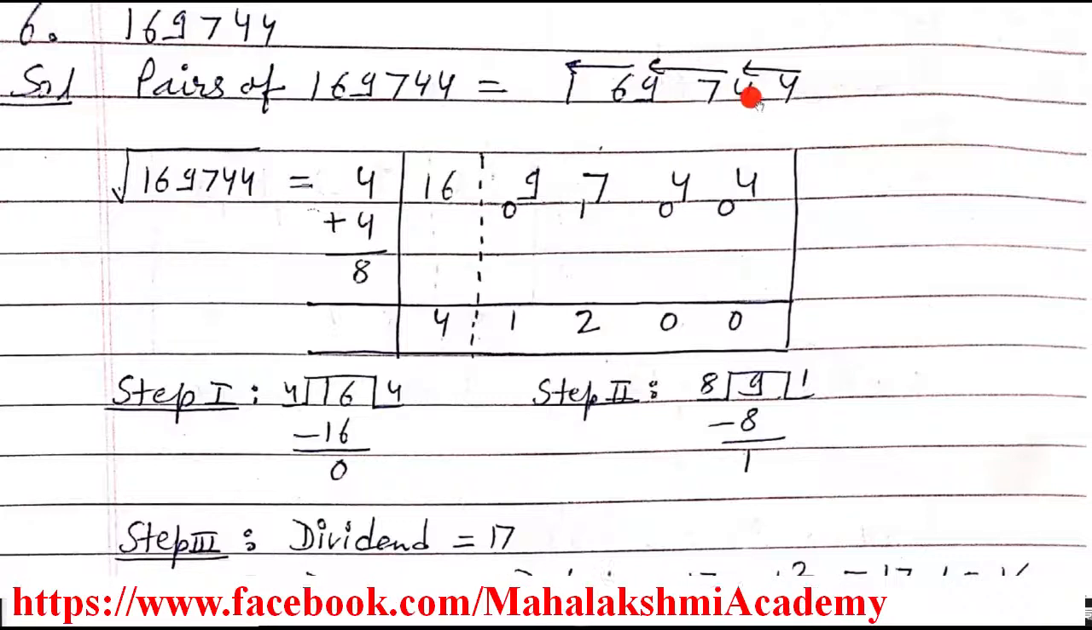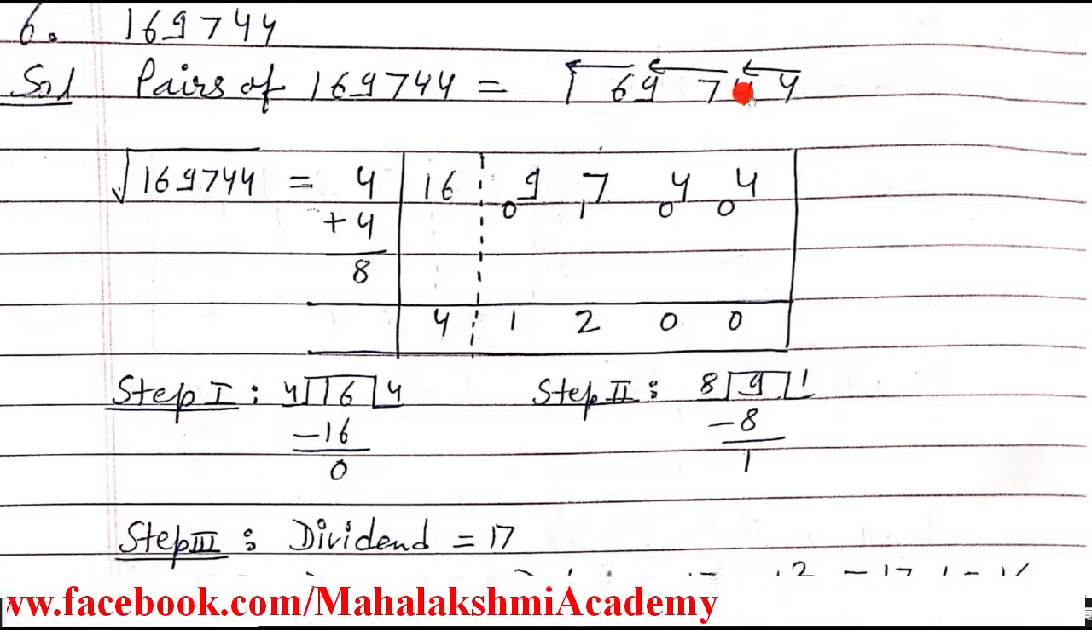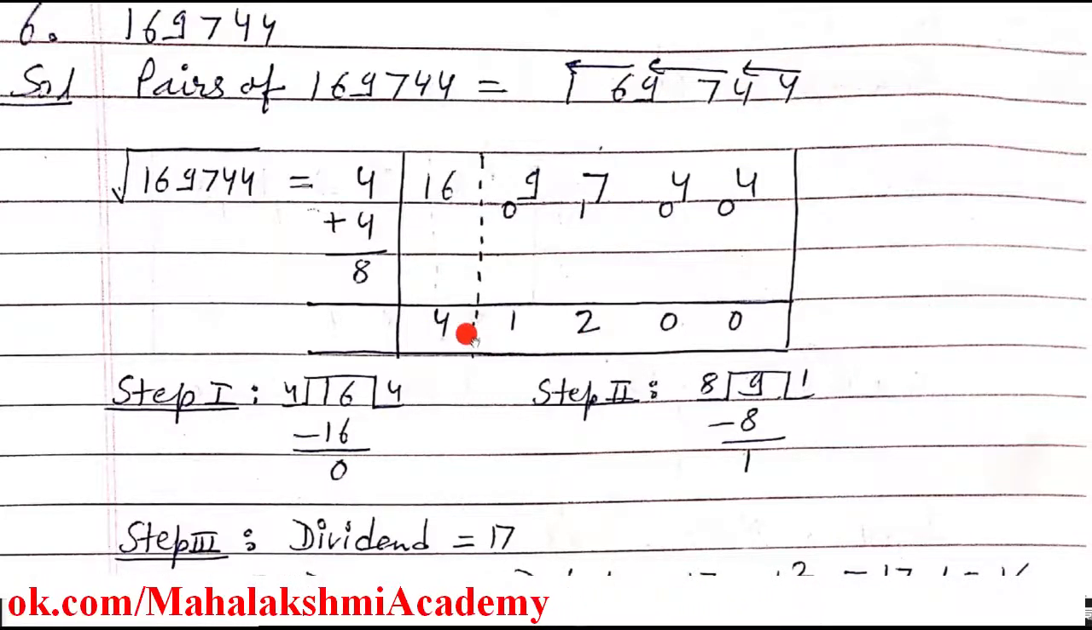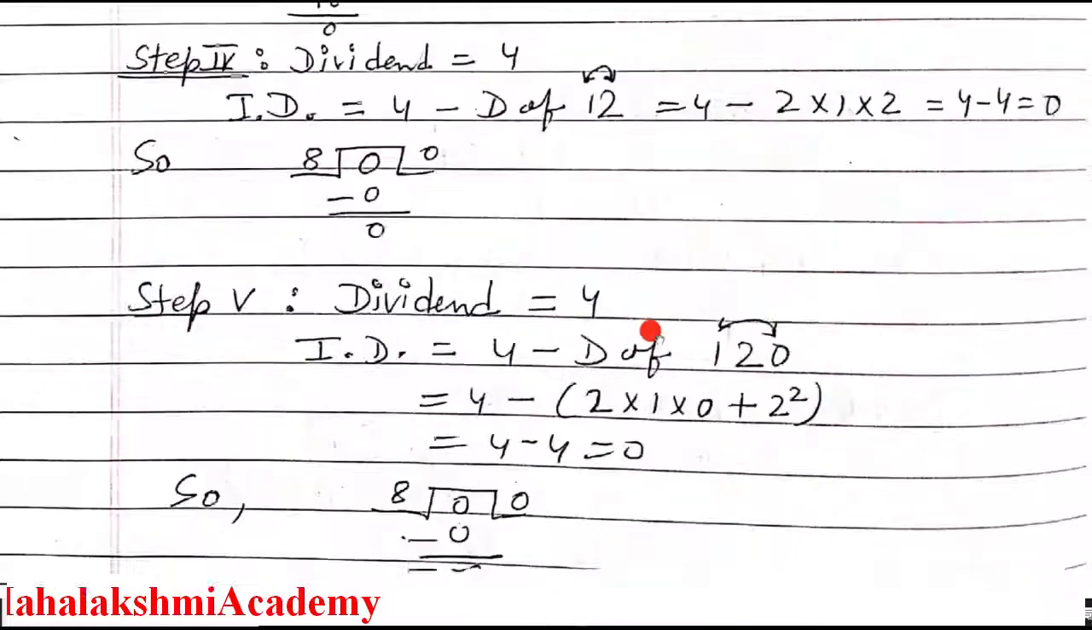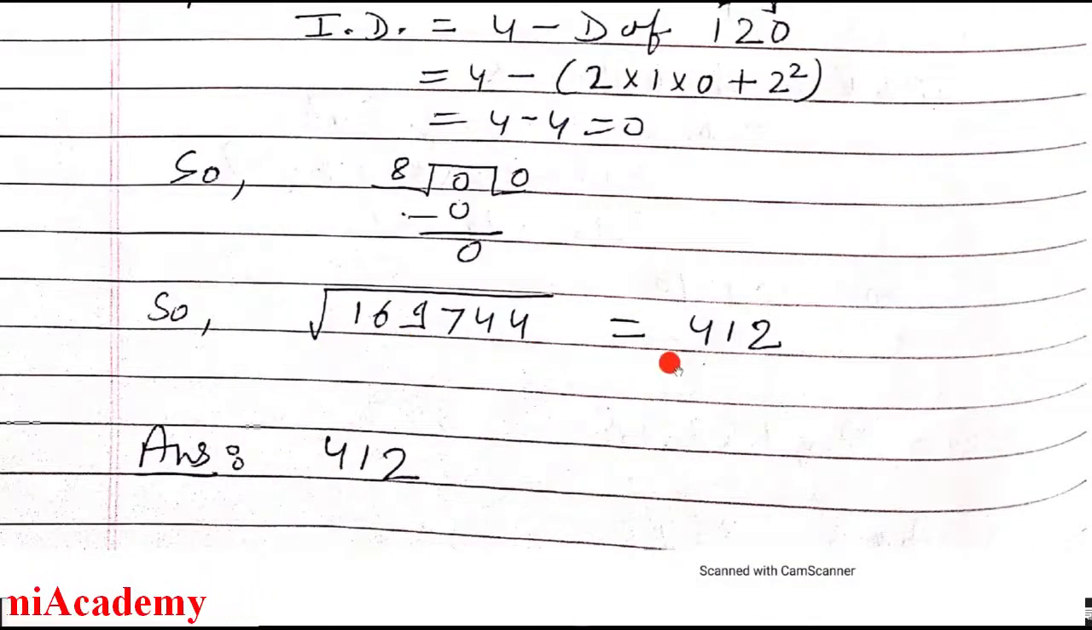So how many pairs do we have? 1, 2, 3. Since we have 3 pairs, the first 3 digits of the quotient, that is 4, 1, 2, are our answer. That's why the square root of this number is 412.